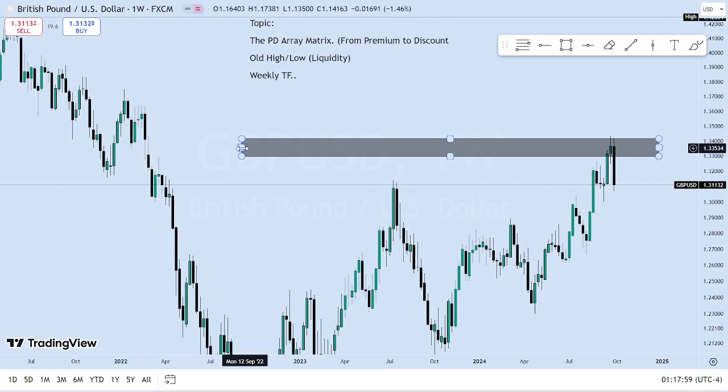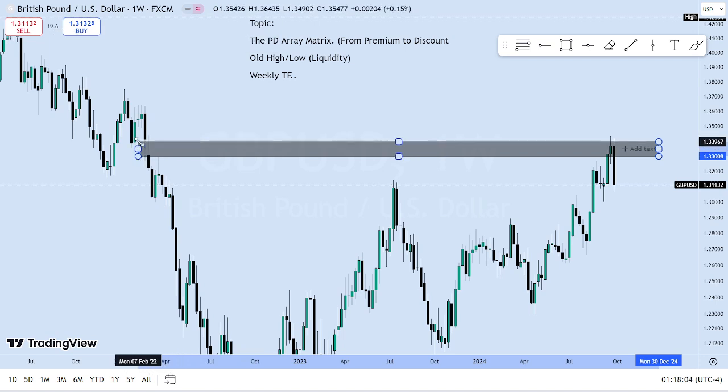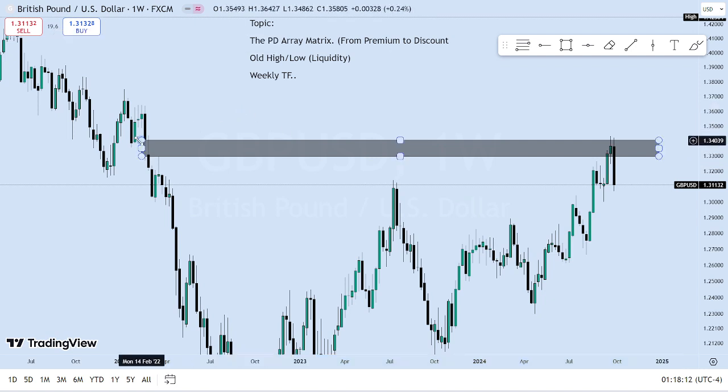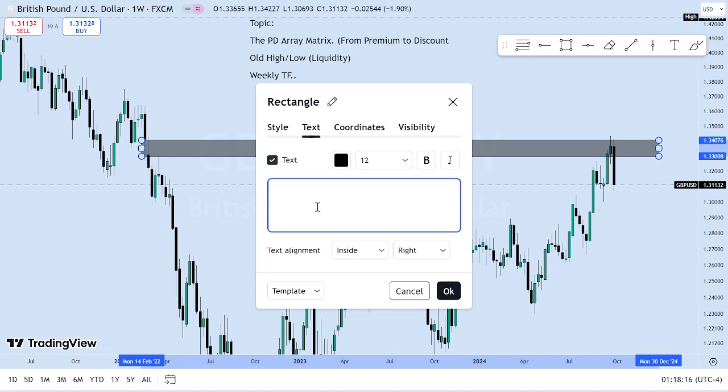We call it volume imbalance. It's a void, so it's empty. Price will come and fill it back.